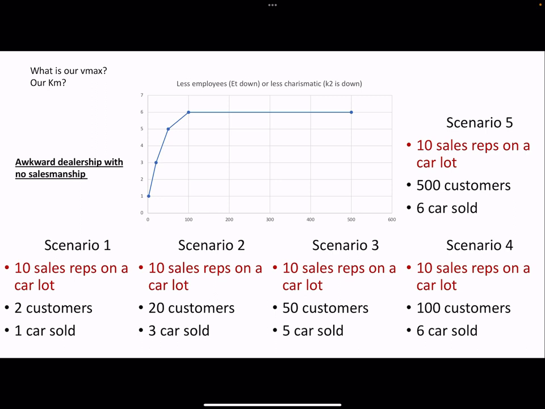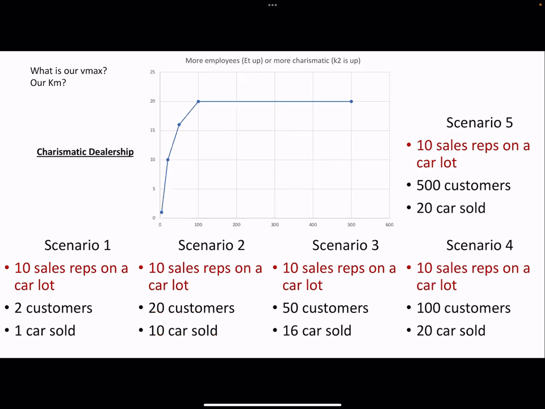And so now we're seeing that the most cars you could sell is 6. Our Vmax is 6. And that's because we have these bad salespeople, or it takes a long time to close the deal. But notice they're just as willing to meet a customer as earlier, right? They're not more or less willing, it's the exact same. And so what we see is our half of 6 is 3. So we actually have the exact same KM as before. It's just our Vmax has gone down.